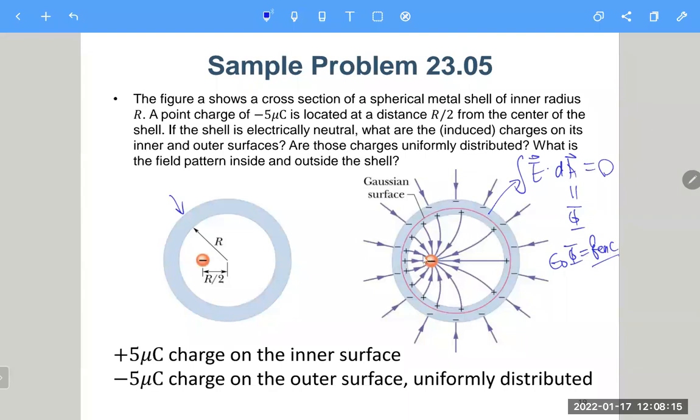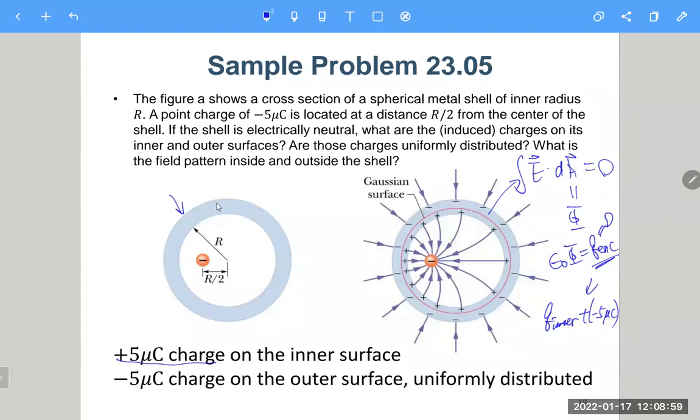And here we have a charge of -5 μC inside. So for the inner surface, there should be an induced charge of +5 μC on the inner surface. This is according to the Gauss law. Q enclosed should be Q inner plus -5 μC, and this is 0. So we should have Q inner to be +5 μC.